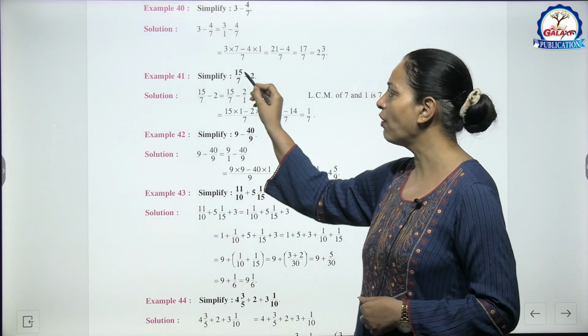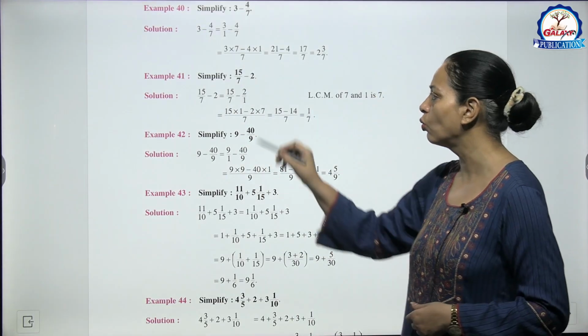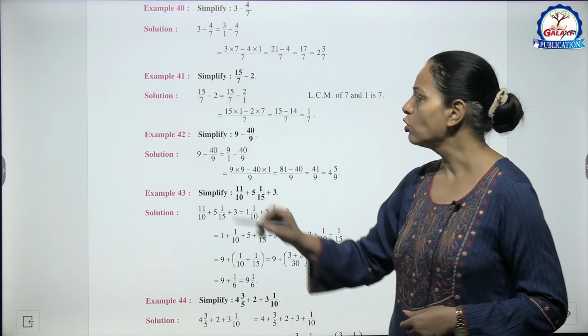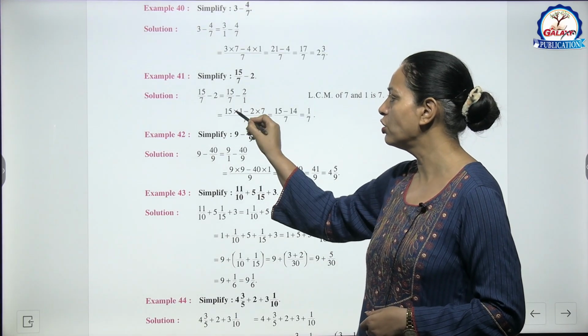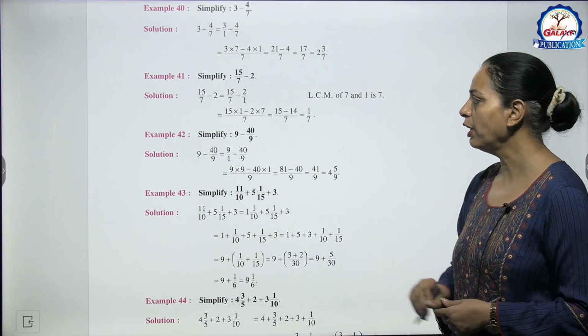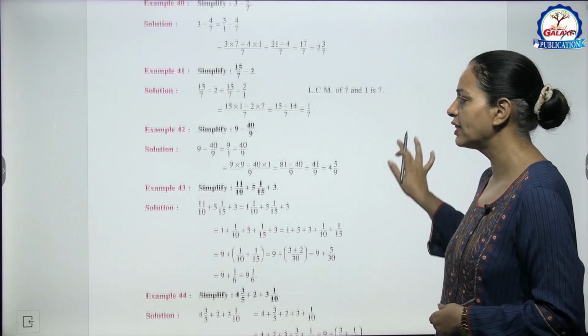Example 41, simplify 15 upon 7 minus 2. So we will write 2 upon 1, take the LCM, LCM is 7. So here 7 into 1, 15 into 1 minus 1 into 7, 2 into 7. So 15 minus 14, 1 upon 7.